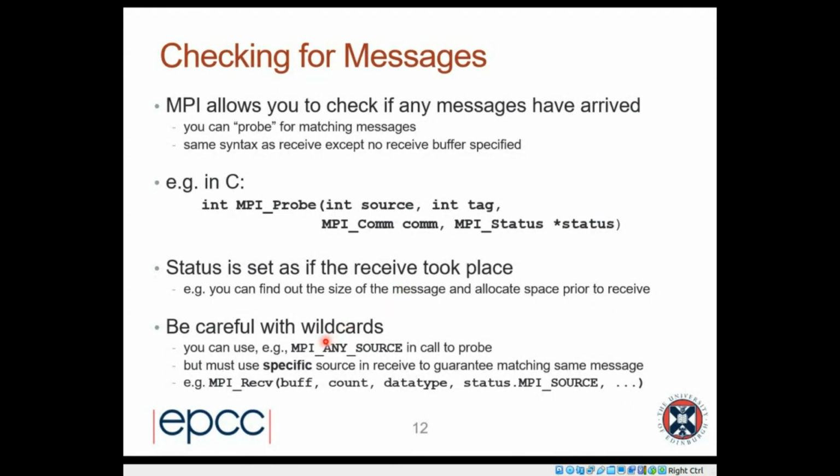You have to be careful with wildcards. If you use MPI any source, you can't do MPI probe any source, then MPI receive any source, because it's not guaranteed those two any sources are the same. So you have to do MPI probe any source and then MPI receive using status dot MPI source. It's just a technicality, but people have asked about that before.